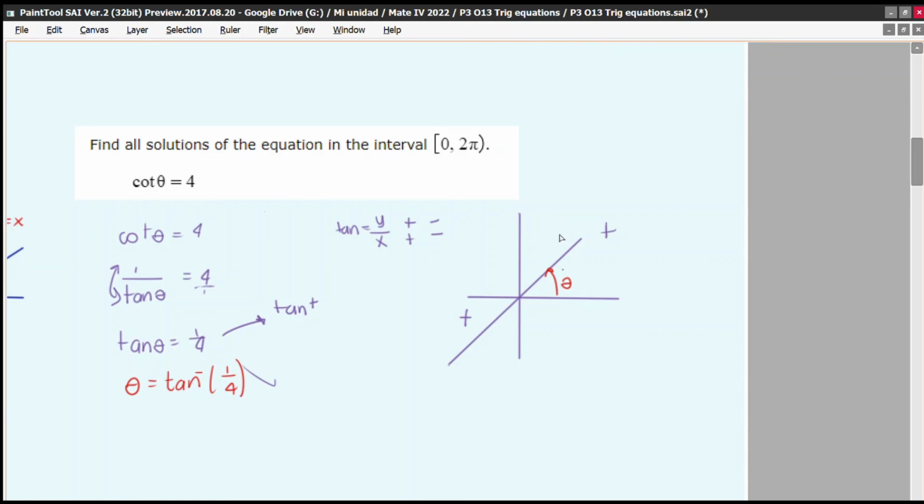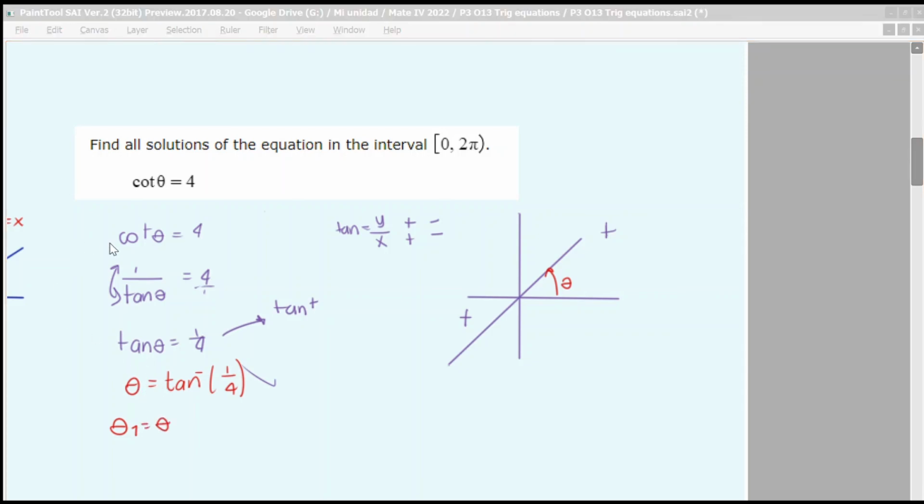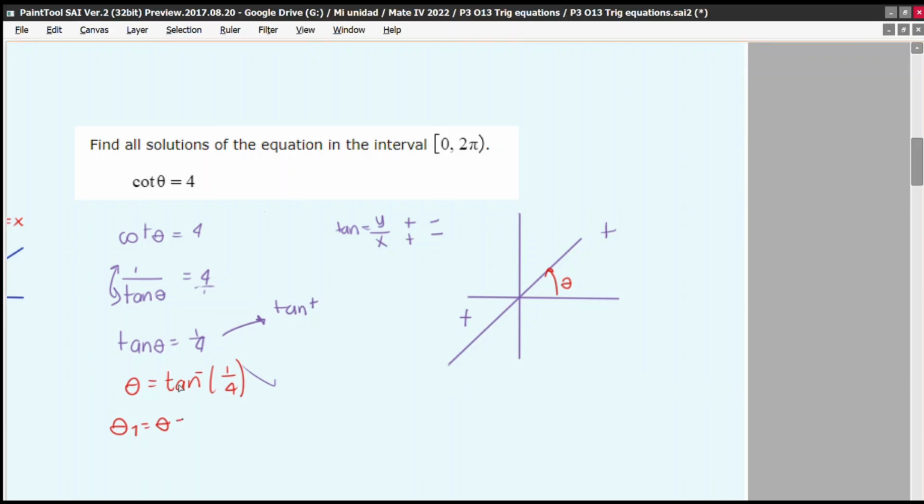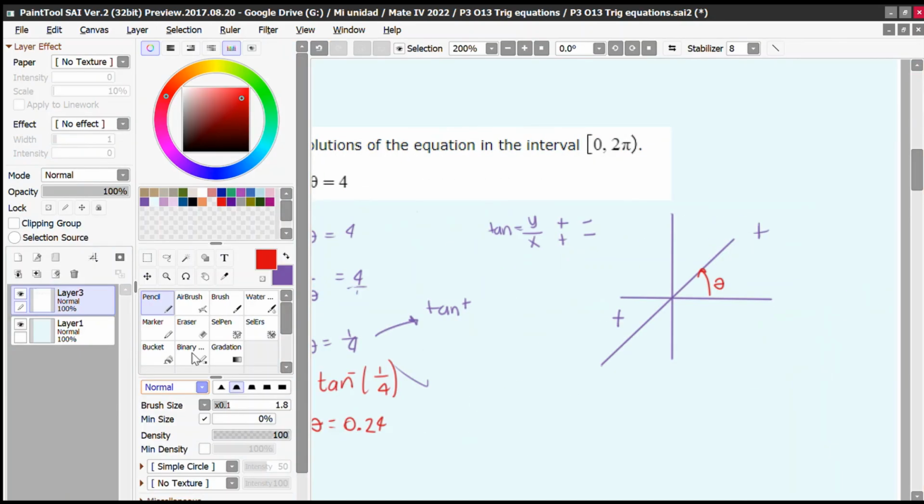Why? Because my first solution also lives in my first quadrant. So my first solution is the exact same thing as the reference angle, and if I plug it into the calculator, tangent inverse of 1/4, this gives me 0.24. So this solution is 0.24. Beautiful. We have one solution.